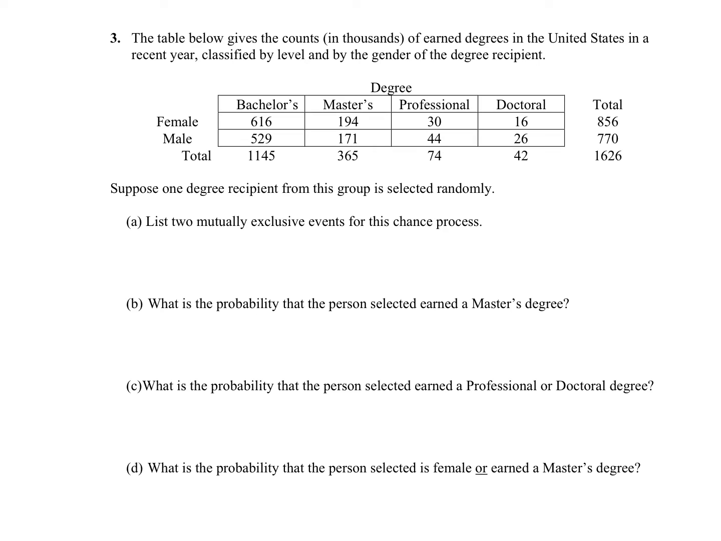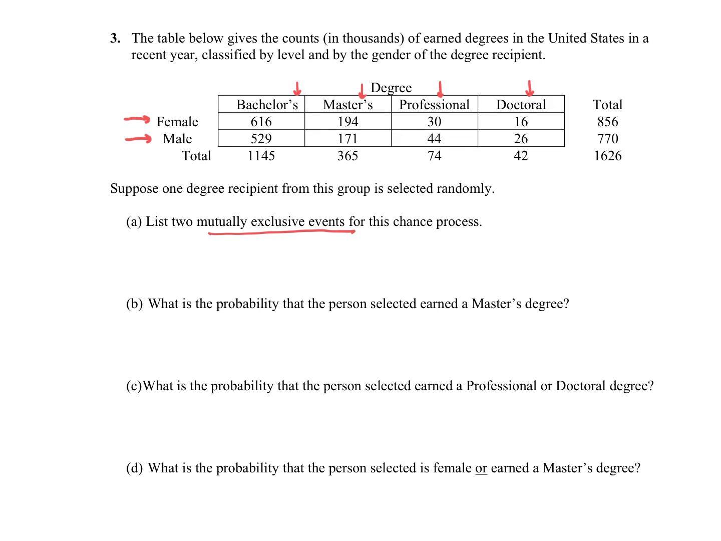Here we go. Now we get to really dive into our addition rule and try to do that. Okay, list 2 mutually exclusive events for this chance process. Now we got events: bachelor's degree, master's degree, professional, and doctoral, right? Those are events. But we also have events called female and male, right? Those are all the different types of events that we have.